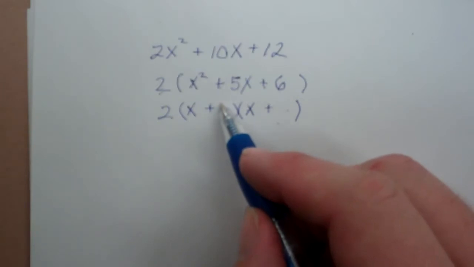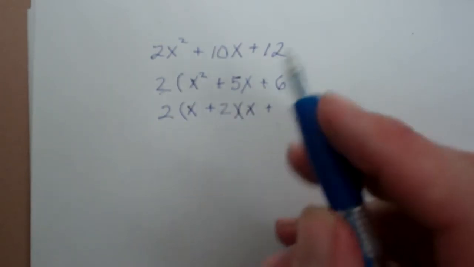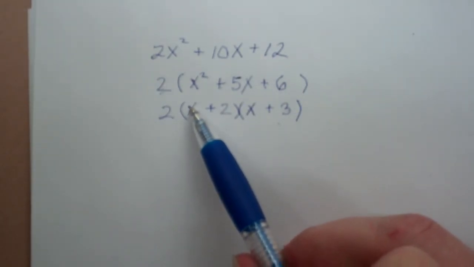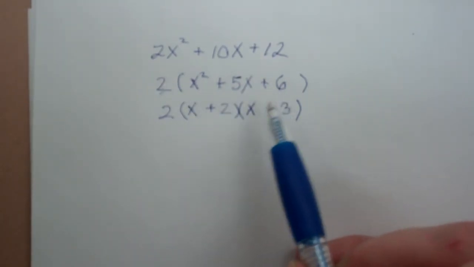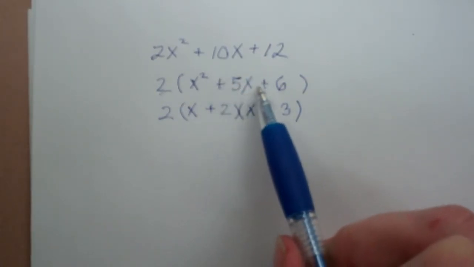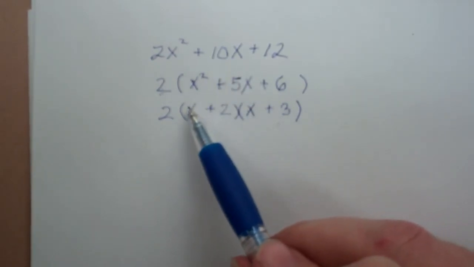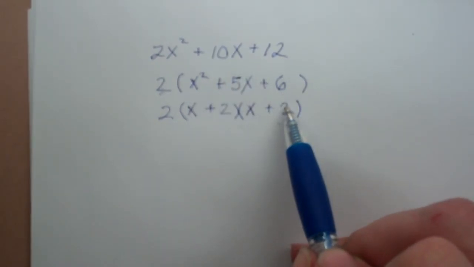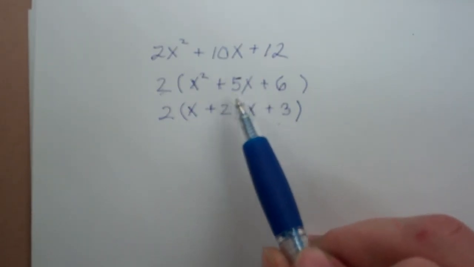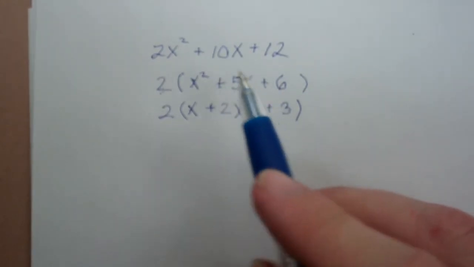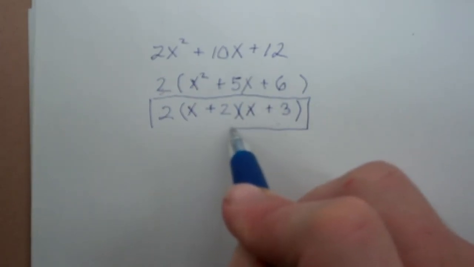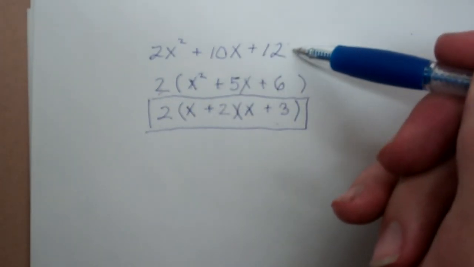I'm going to try a 2 and a 3 and then check. A 2 and a 3. Here's how we check. We can multiply the outsides together, multiply the insides together, and then add them up. We want it to add up to be a 5x. Let's check. X times 3 is 3x. 2 times x is 2x. 3x plus 2x is 5x. That shows that we've done it correctly. And this is the completely factored form of the original trinomial.